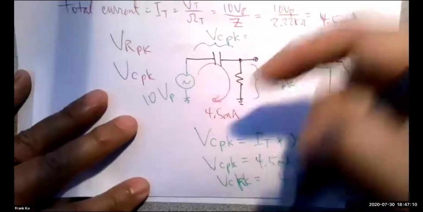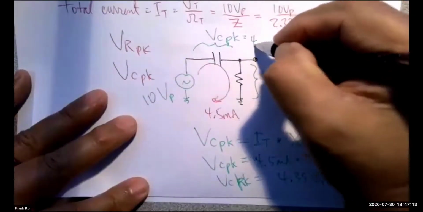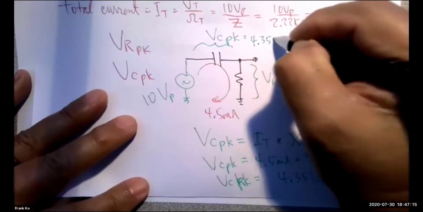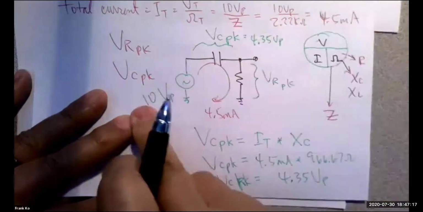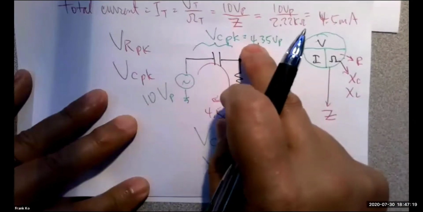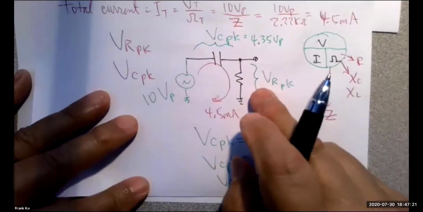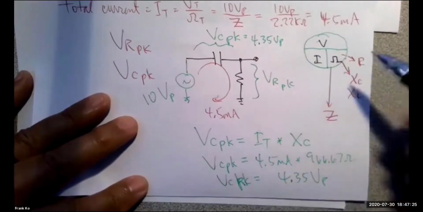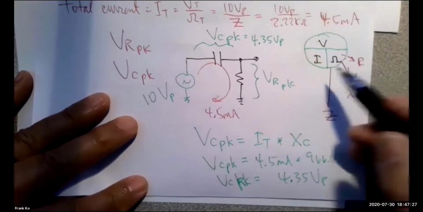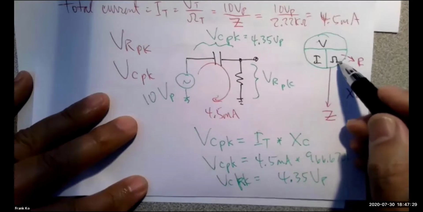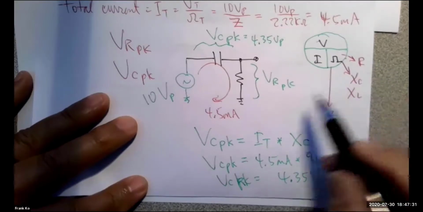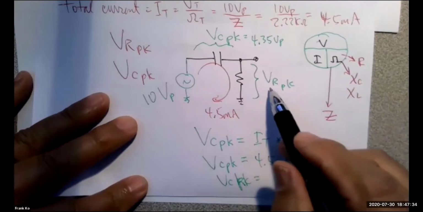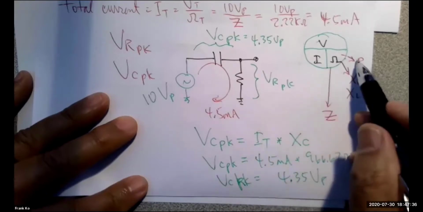Any questions regarding VC peak? VC peak is this voltage across the capacitor. So this chunk of it is 4.35 volt peak up here. We start with 10, we lose 4.35 up here. Now, how do I find the voltage of the resistor? Don't I do the same thing? Isn't it still Ohm's law? If I cover up my V, isn't it still I times ohms? Well, what form of ohms do I have on this side of the circuit? Resistor. So it's I times R.